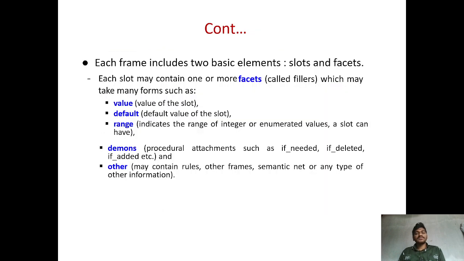Each frame includes two basic elements: slots and facets. Each slot may contain one or more facets called fillers, which may take many forms such as value, the value of the slot, and default, which may be the default value of the slot. Range indicates the range of integer or enumerated values a slot can have. Next, daemons are procedural attachments such as if needed, if deleted, if added, etc. And the next, other, may contain rules, other frames, semantic nets, or any type of other information.